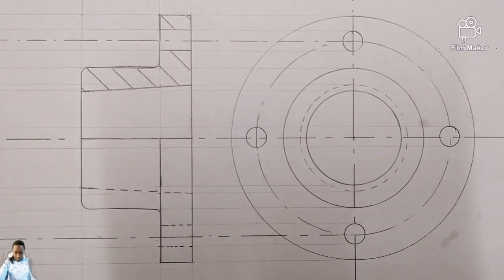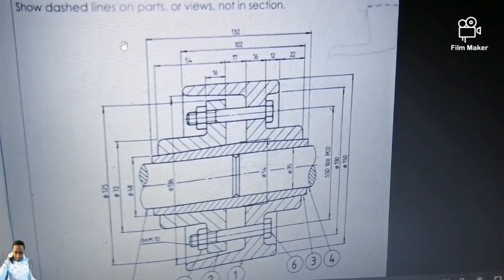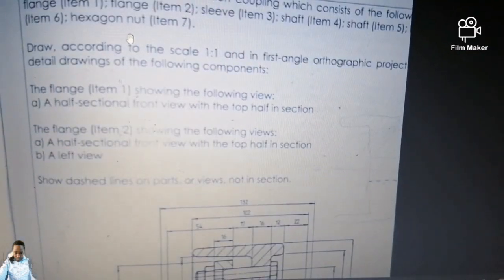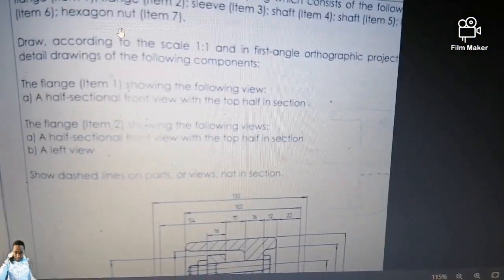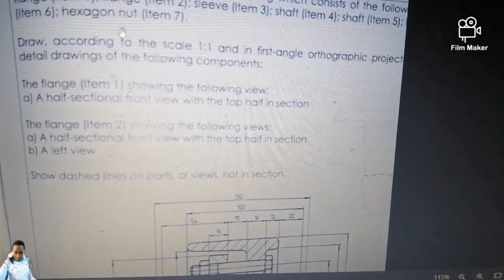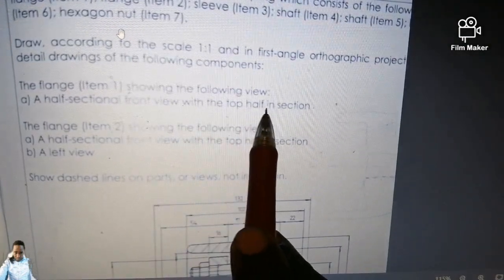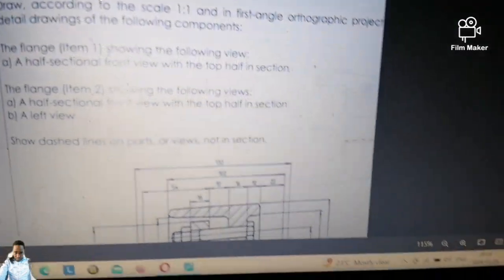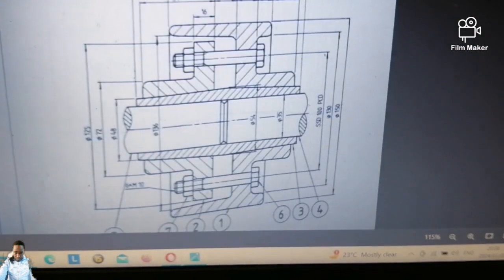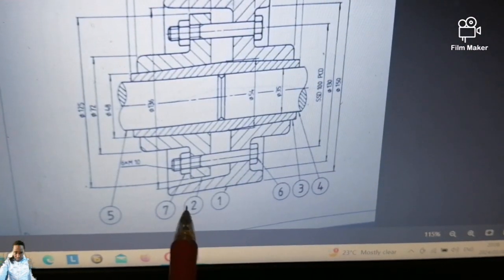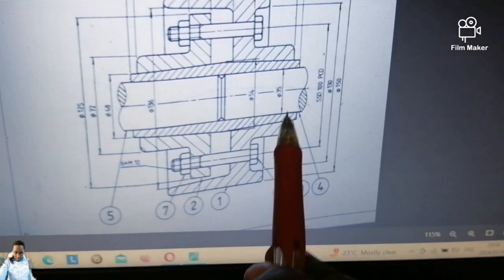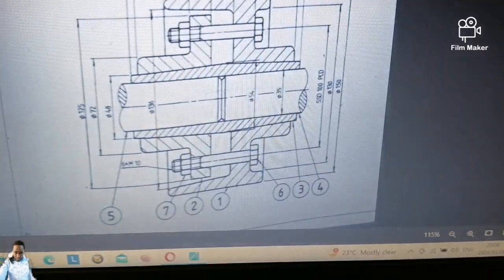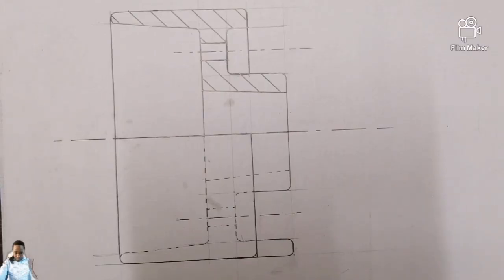This question was sent by you guys. So, okay, the first question, I don't know whether you can see it or what. The first question was a half sectional front view with the top half in sectioning, you understand? Of item 1. So this was your item 1, isn't it? There it goes. Understand? So we're able to trace it, which is this one, which is this one.